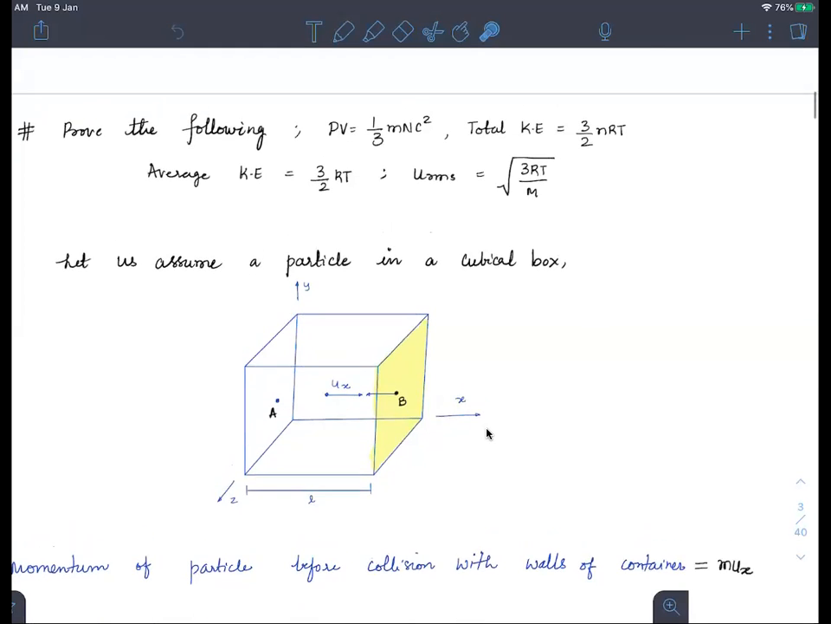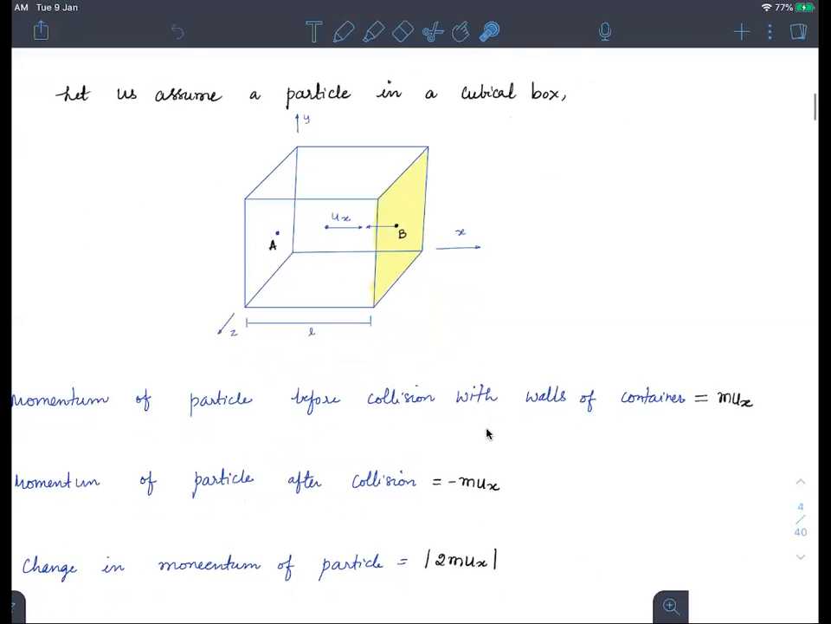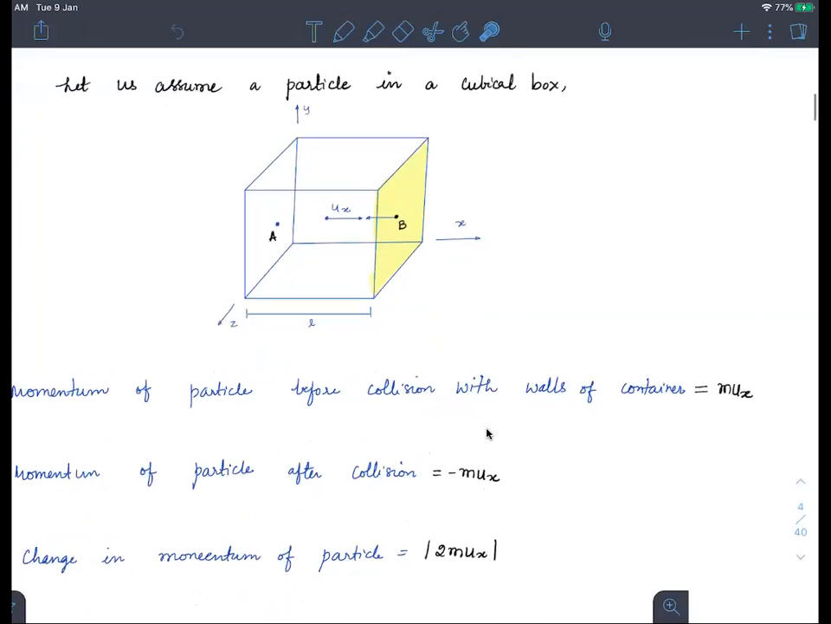Using kinetic theory of gases, we should be able to predict or prove that PV is equal to 1/3 mnc square. Average kinetic energy will turn out to be 3/2 RT, and RMS speed will come out to be root of 3RT by M. We can derive that.